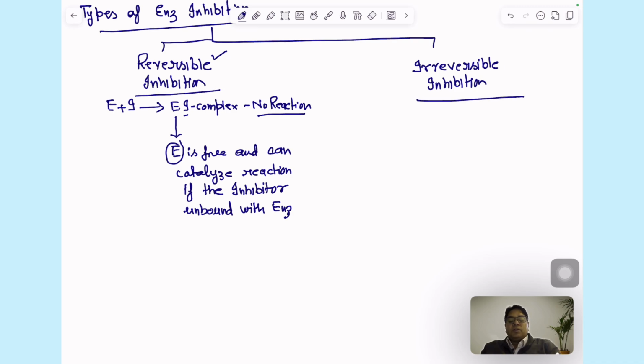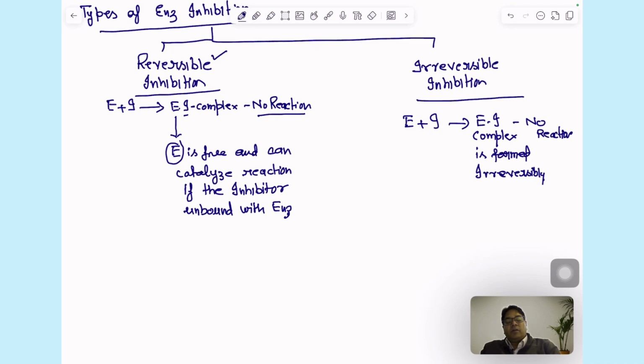But in irreversible inhibition, the condition is different. That means the enzyme combines with the inhibitor, E plus I, and forms an enzyme-inhibitor complex. And this complex is formed irreversibly. That means there will be no reaction and it cannot be reverted back. That means the enzyme will be lost forever. It cannot carry out its normal functioning after that.